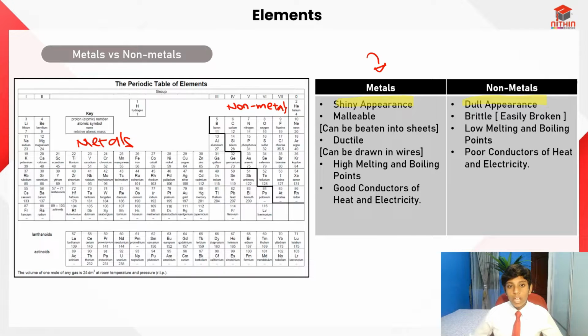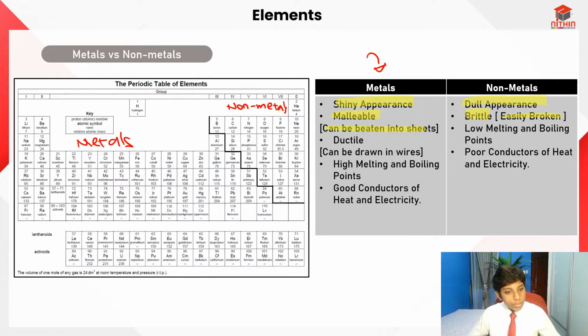Metals are malleable, while non-metals are brittle. You have heard these two words in my previous video on physical properties. Malleable means that it can be beaten into sheets. So basically metals can be beaten into sheets and it will be fine without breaking. That is what it means when metals are malleable, while brittle means easily broken. Please do take note of these two words.